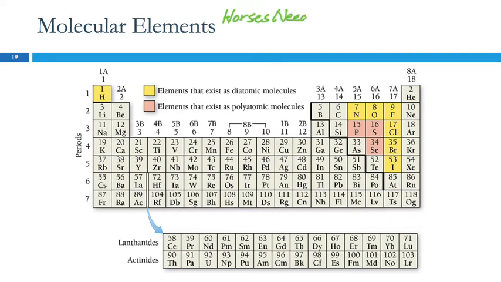Horses need oats for clear brown eyes. Hydrogen, nitrogen, oxygen, fluorine, chlorine, bromine, iodine. Any questions?